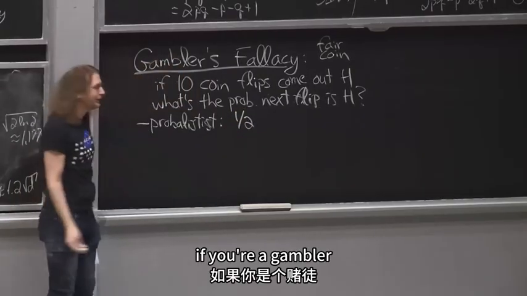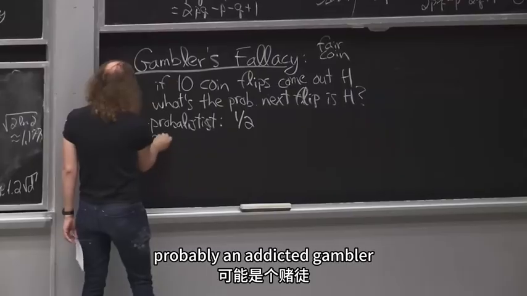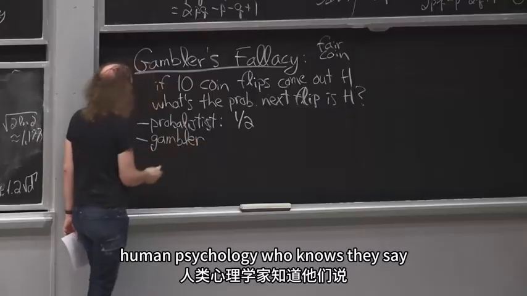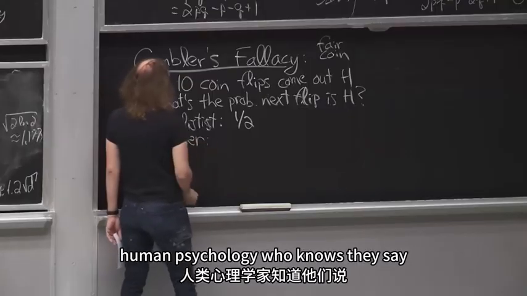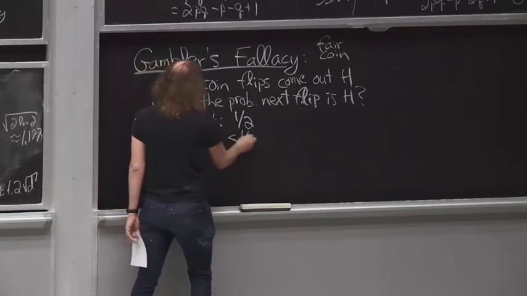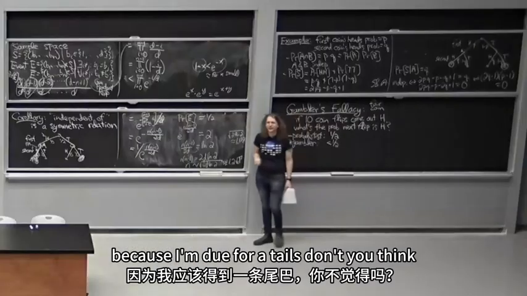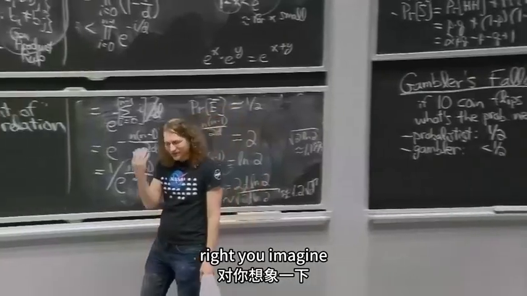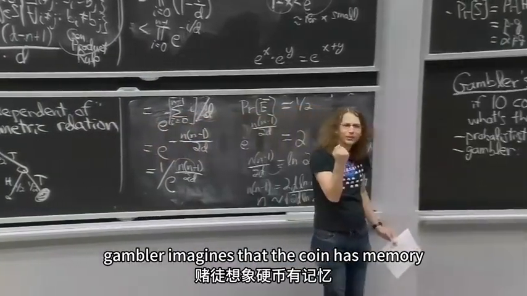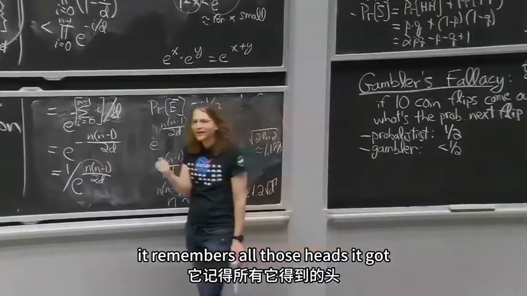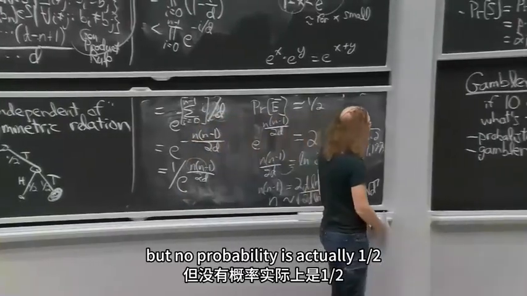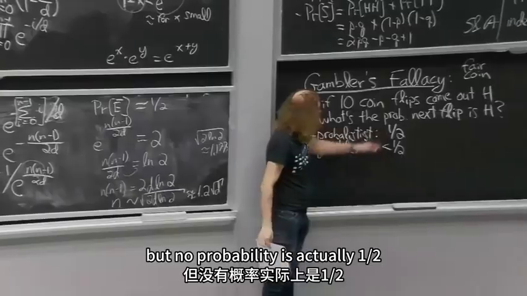If you're a gambler, probably an addicted gambler, I mean, this is a statement about human psychology, who knows? They say less than 1/2. Because I'm due for a tails, don't you think? A hypothetical gambler imagines that the coin has memory. It remembers all those heads it got. And when you flip it the next time, now finally it's going to be tails. But no. Probability is actually 1/2.